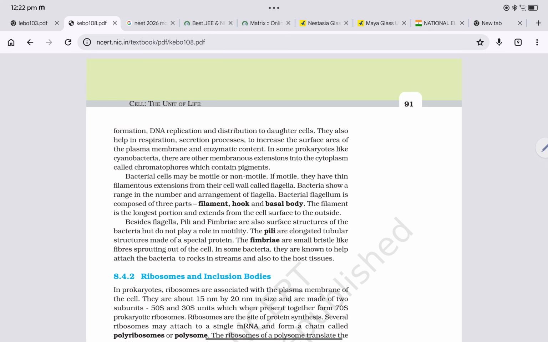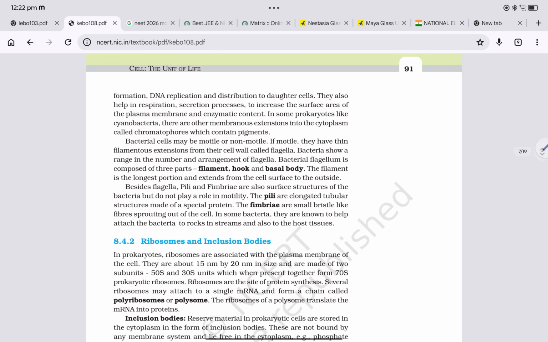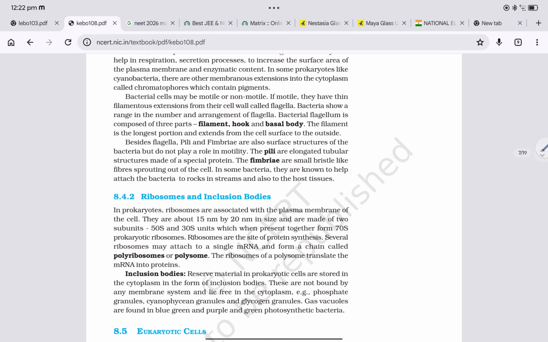Besides flagella, pili and fimbriae are also surface structures of the bacteria but do not play a role in motility. The pili are elongated tubular structures made of a special protein. The fimbriae are small bristle-like fibers sprouting out of the cell. In some bacteria, they are known to help attach the bacteria to rocks in streams and also to the host tissues. 8.4.2 Ribosomes and inclusion bodies.